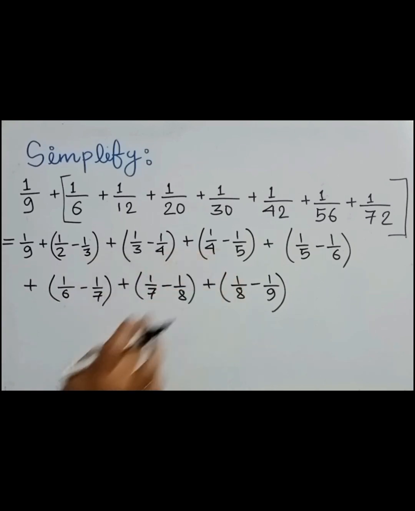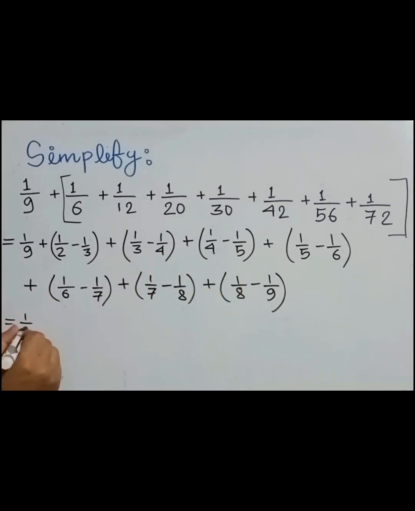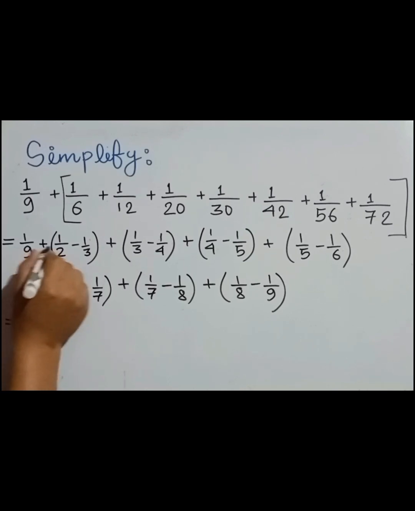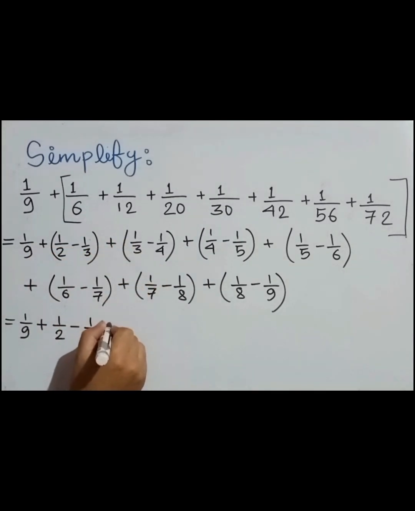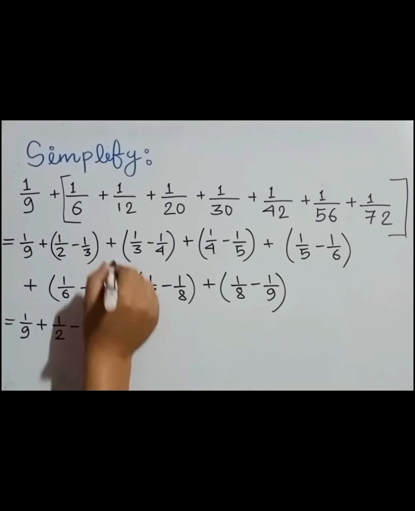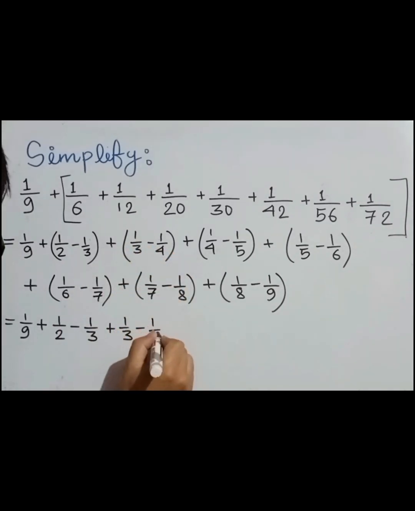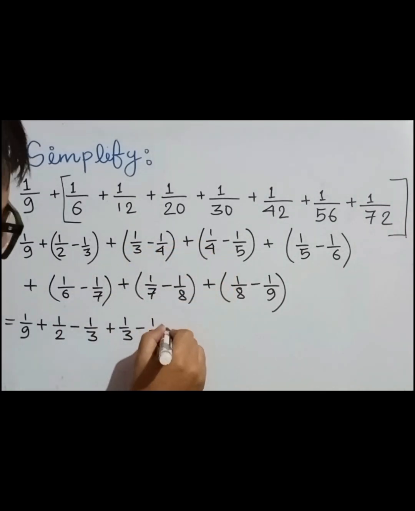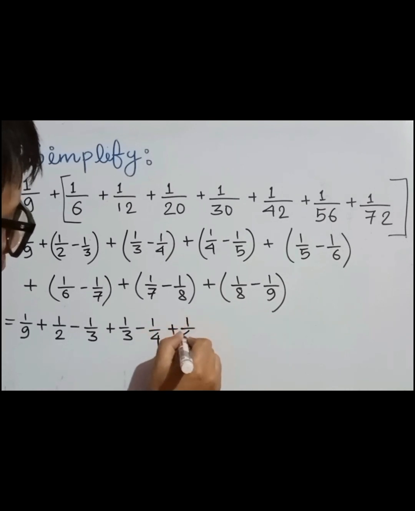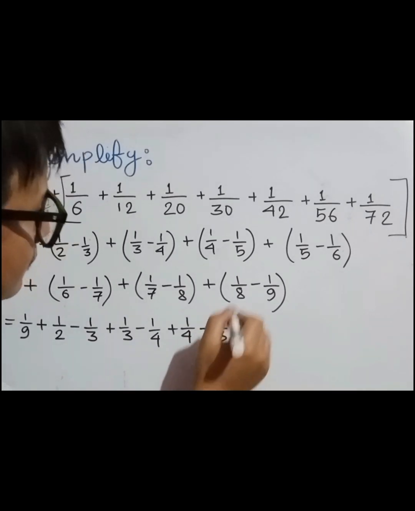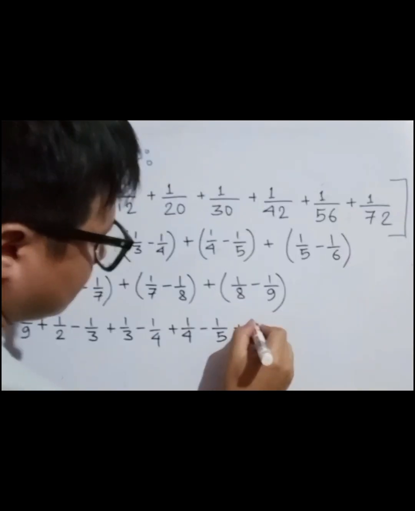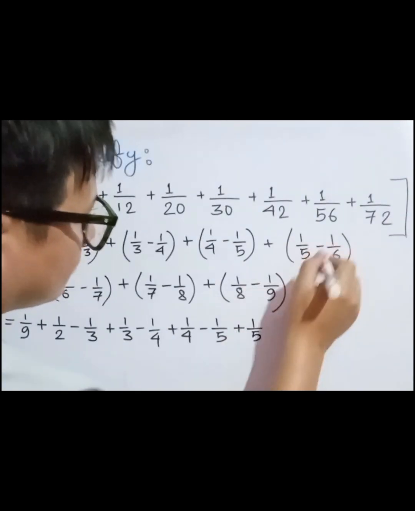Now we are going to open the brackets with plus sign. Now the first number remains as it is, 1 upon 9, and plus into plus is plus 1 upon 2, plus into minus is minus 1 upon 3, plus into plus is plus 1 upon 3, plus into minus minus 1 upon 4, plus into plus 1 upon 4, plus into minus minus 1 upon 5, plus into plus 1 upon 5, plus into minus minus 1 upon 6.